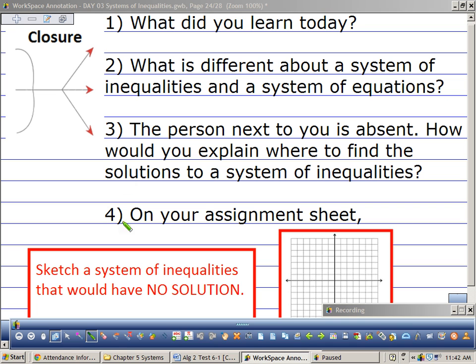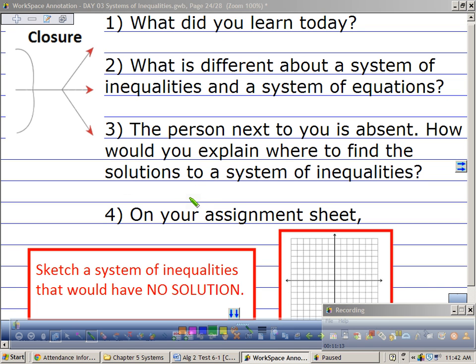What did we learn today? Not just graphing inequalities, but systems of inequalities, right? Systems. What is different about a system of inequalities and a system of equations? A system of inequalities has multiple solutions. How many solutions does a system of equations have? 1, where they intersect, right? Where those lines cross. Inequalities, you've got many because you've got the shading going on.